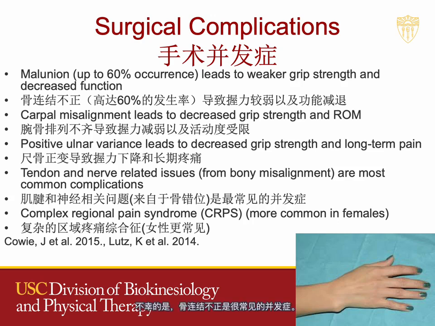Unfortunately, malunion is a pretty common complication. This says up to 60% of the time they could have a malunion. And malunion, when it occurs, can definitely lead to decreased grip strength. So that means decreased function. Obviously, gripping is extremely important. And so if we're not able to lift things with both hands or just lift things with that involved side, eventually that can be a big problem.